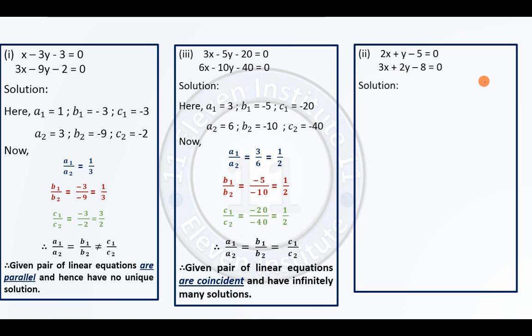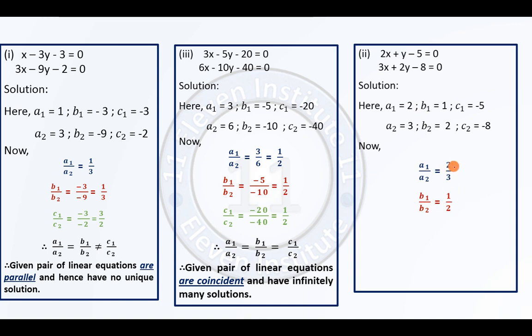Right, so we write the value of a1, b1 and c1. You can see a1 is 2, b1 is plus 1, c1 is minus 5. Second equation, a2 is 3, b2 is 2, and c2 is minus 8. Now we will apply the ratios. So first ratio is a1 upon a2, we get 2 upon 3. Right, second ratio is b1 upon b2, we get 1 upon 2.